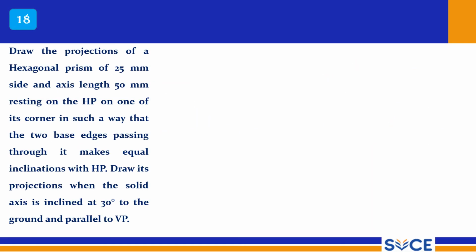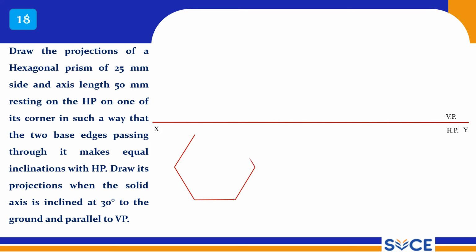And next problem, 18th. Draw the projections of a hexagonal prism of side 25 mm and axis length, that is height, of 50 mm, resting on the HP on one of its corners in such a way that the two base edges passing through it make equal inclination with HP. It is the same as the 16th problem. Draw its projections when the solid axis is inclined at 30 degrees to the ground and parallel to VP. So it is resting on a corner. These are corner resting problems. Here you can draw the simple top view.